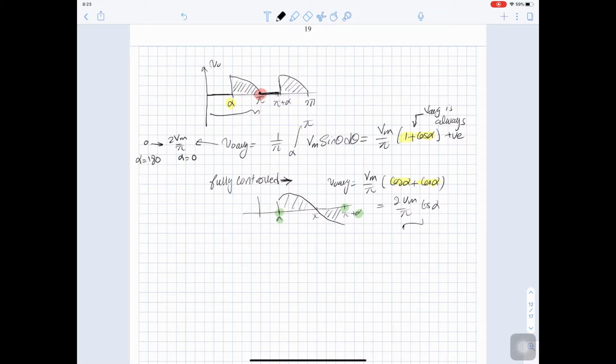But here, if you have alpha equal negative or positive 180, you get negative 2 V max over pi. If you have alpha equal 0, you get positive 2 V max over pi. And if you have alpha equal 90, you get 0 because cos 90 is 0. So your voltage is controlled from negative to positive for the fully controlled. So this is a comparison between the fully controlled and the semi-controlled.